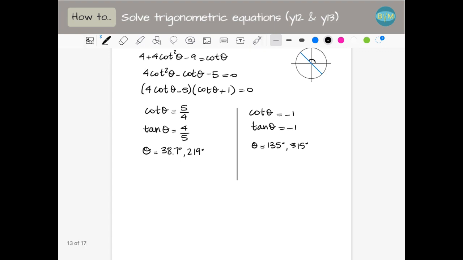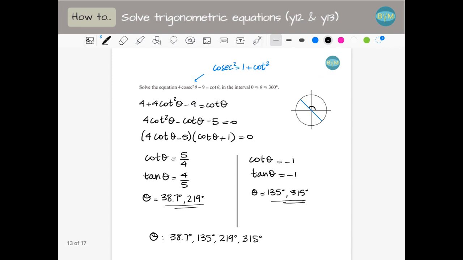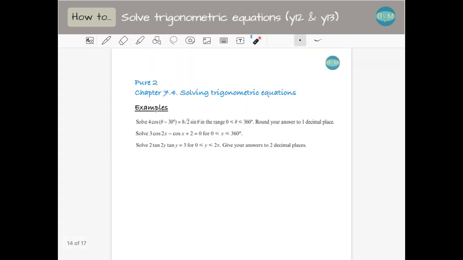315. So your answers, if you want to write them in order at the end, would look better. So theta will be 38.7 degrees, 135 degrees, 219 degrees, and 315 degrees. Are all these? Yeah, 4 answers. So this is how we work with cot and sec and cot and cosec. We have to write in something that we know how to put in the calculator. So we work with the equations as normal, and when we get something like this, we rewrite the expression in a way that we can use the calculator.